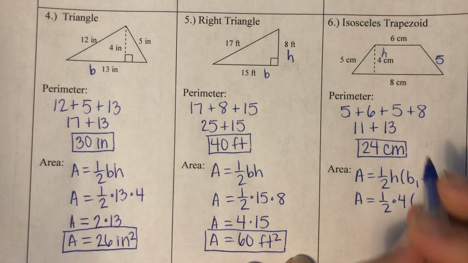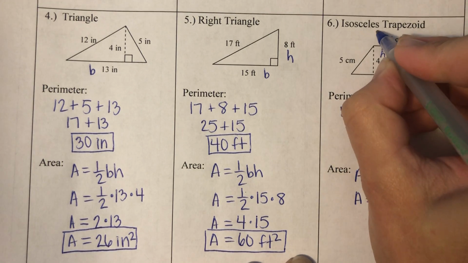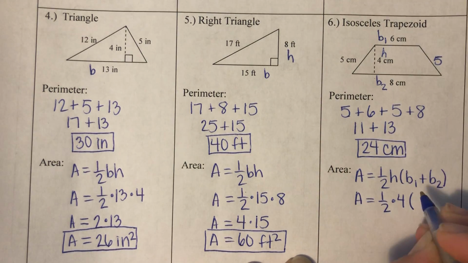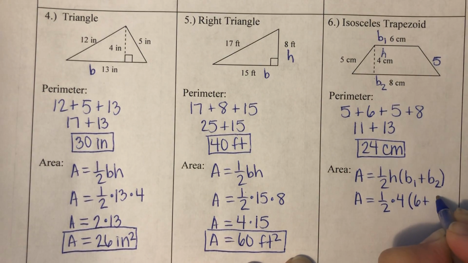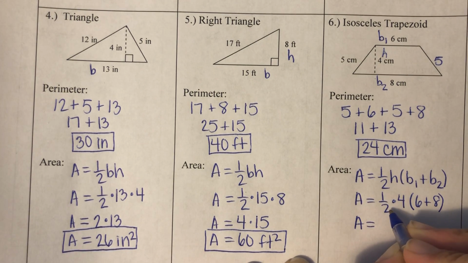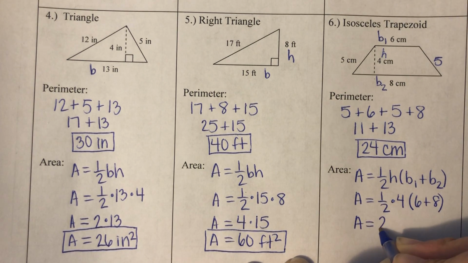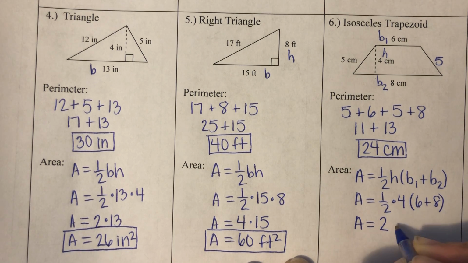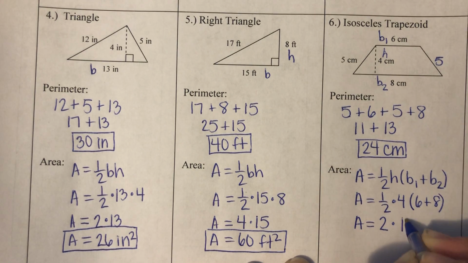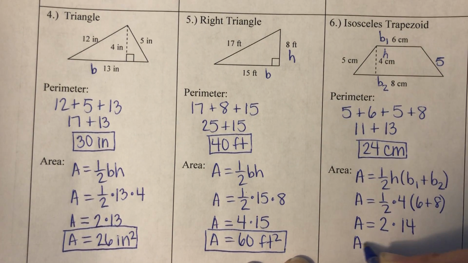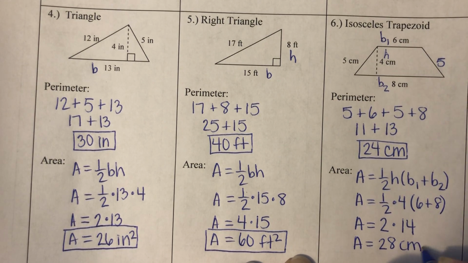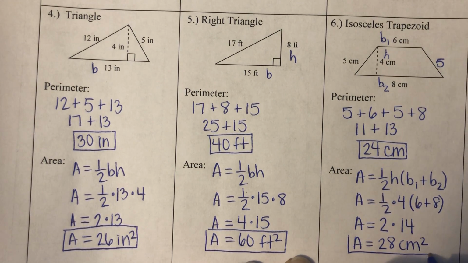Parentheses, our 2 bases are the top and the bottom. It doesn't matter which one you label which. I'm going to call the 6 base 1 and call the 8 base 2. So 6 plus 8. All right, I'm going to do a few steps at once here. 1/2 of 4 is 2. Times, do what's in the parentheses, 6 plus 8 is 14. And 2 times 14 is 28 square centimeters.